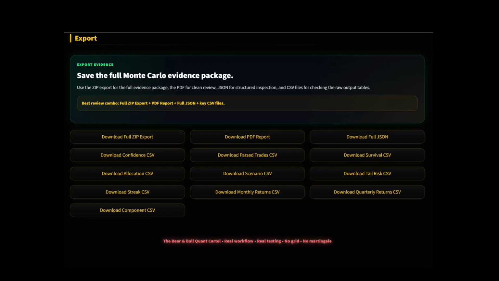So the output is not locked inside the page. Everything can be reviewed, stored, checked, or used later for deeper analysis. This completes the survival mode walkthrough. In this mode, the goal was not to create a pretty result. The goal was to show how the tool exposes pressure, survival risk, component weakness, allocation behavior, scenario stress, and exportable evidence.